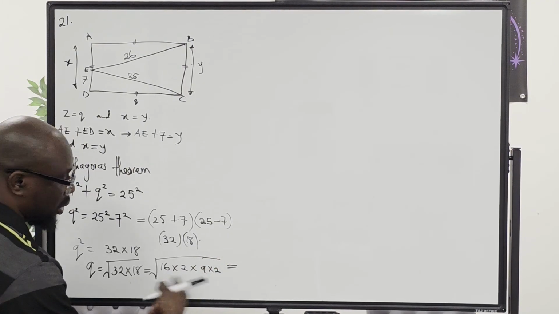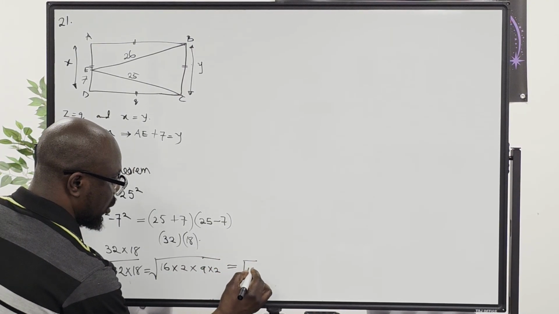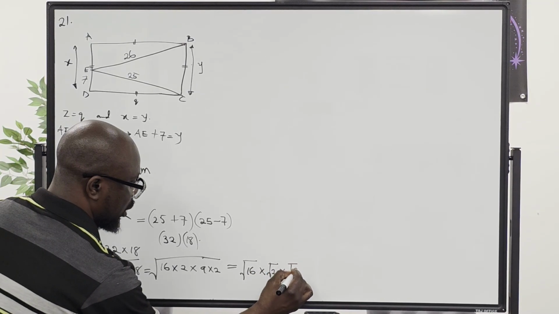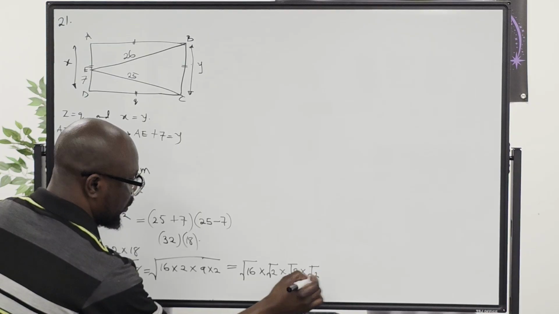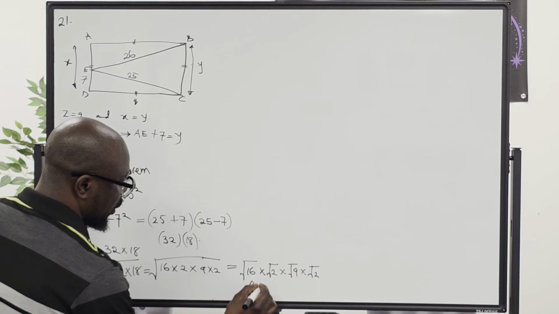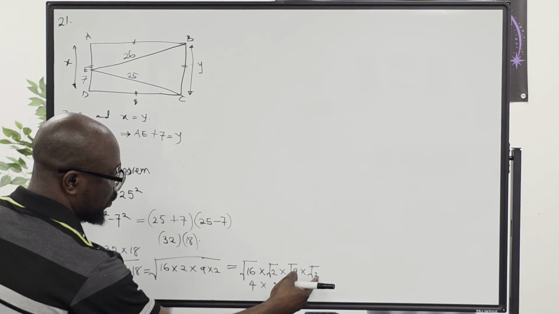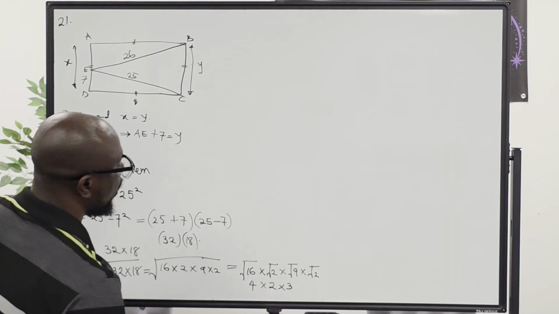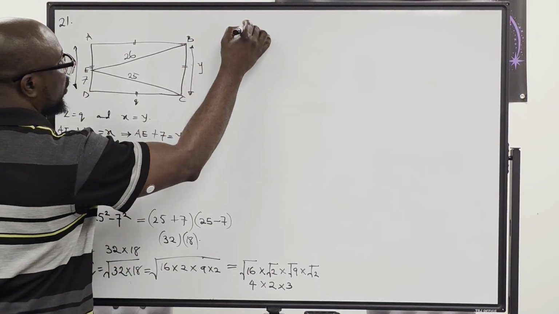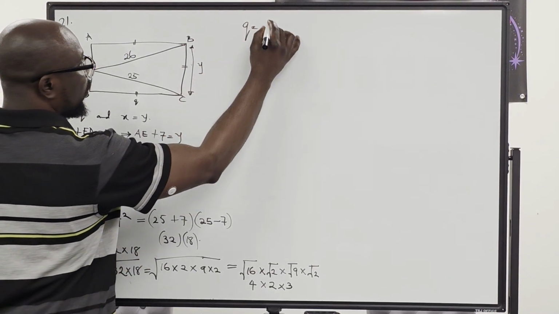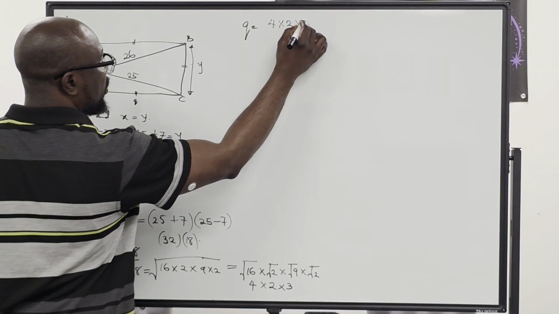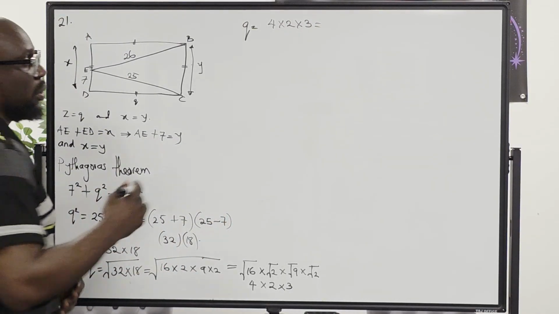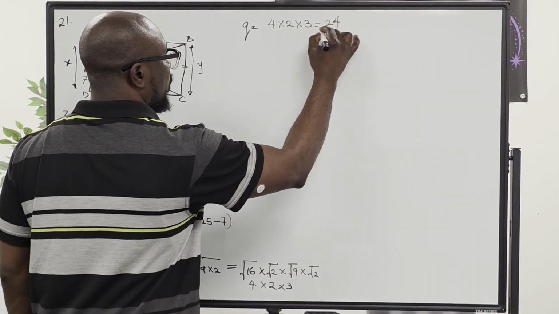So now you can split all this up into the square root of 16 times the square root of 2 times the square root of 9 times the square root of 2. The square root of 16 is 4, the square root of 2 times the square root of 2 is 2, and the square root of 9 is 3. So at the end of the day, your Q is equal to 4 times 2 times 3. 4 times 2 is 8, 8 times 3 is 24. So your answer is 24, right?